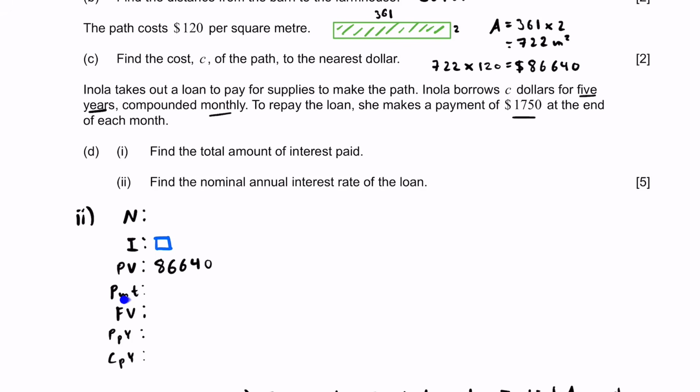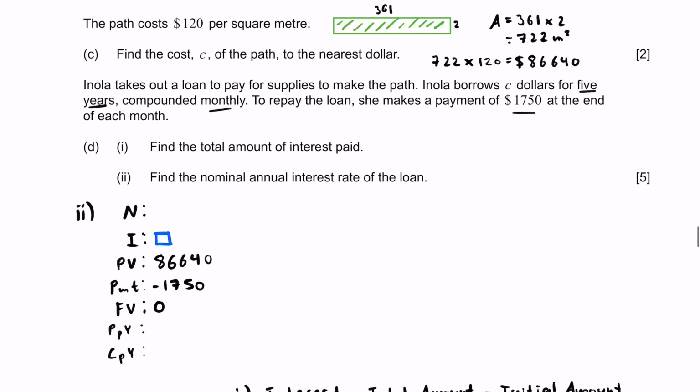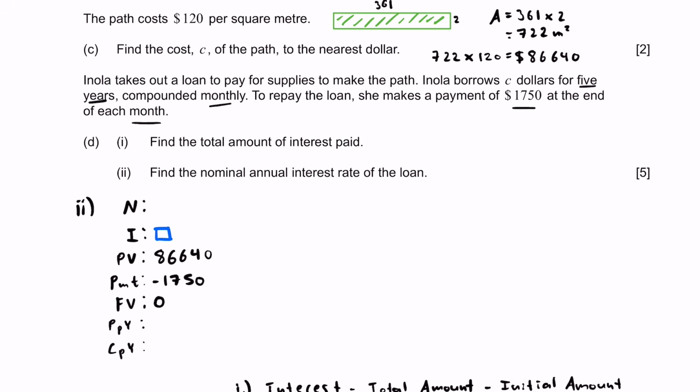$86,640. PMT, payments, $1,750. This is money flowing out, so we put a negative here. So it's leaving her pocket and going to the bank. Final value of the loan is 0. She's going to pay it off. Payments per year at the end of each month. Compounding periods per year. It is compounded monthly.